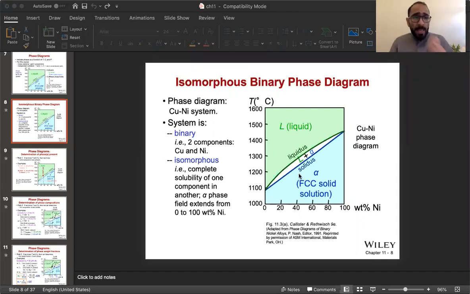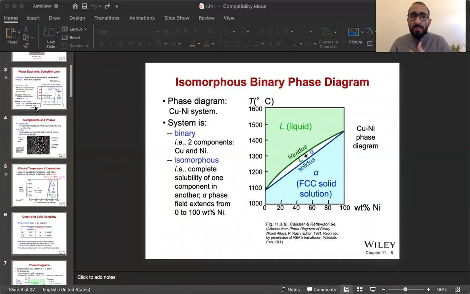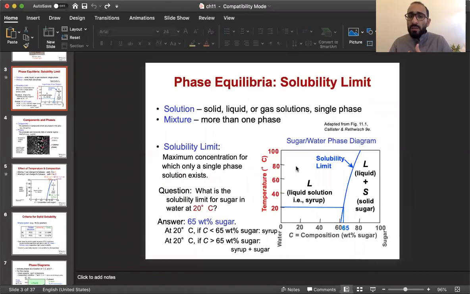Today I'm going to introduce you to a little bit more complicated phase diagrams. In many cases, when you want to mix two metals to form a solid solution, the problem is they cannot completely dissolve in each other. There is a solubility limit. That was the main message from this slide. If you remember, if you add more sugar to water, there is something called a solubility limit. If you pass the solubility limit, then you're going to have two phases instead of one. We call this the solubility limit.